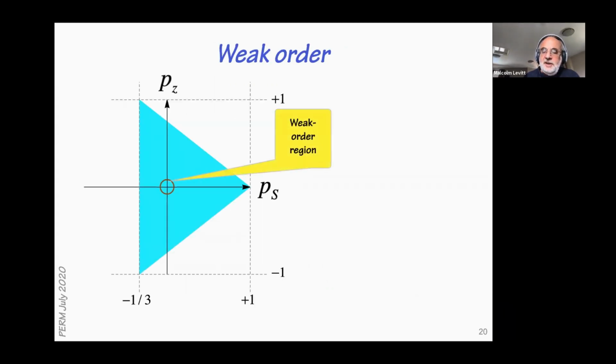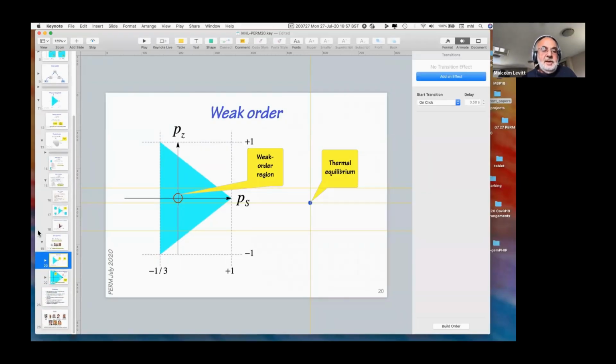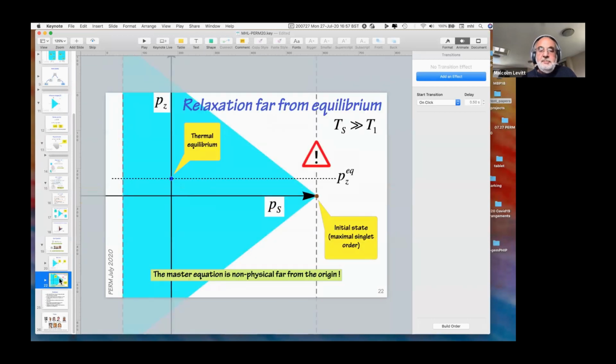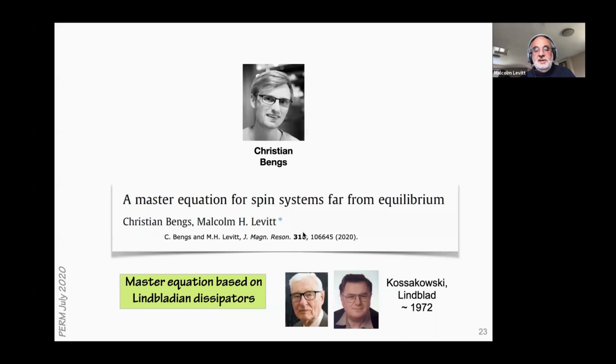I was going to try to explain quickly how one can show from these diagrams that the ordinary master equation leads to a conflict with the physical bounds on the system, but that my student Christian Benks has developed a different master equation, which is based on Lindbladian techniques, which should be used or may be used to describe the relaxation of these non-equilibrium systems of the type involved in FIP.